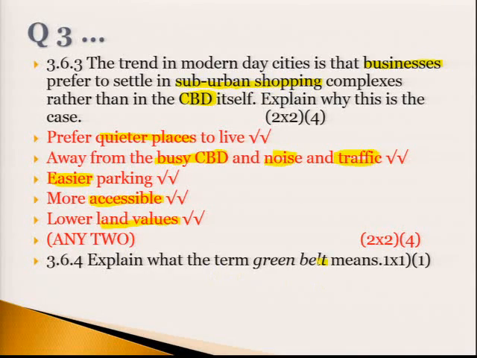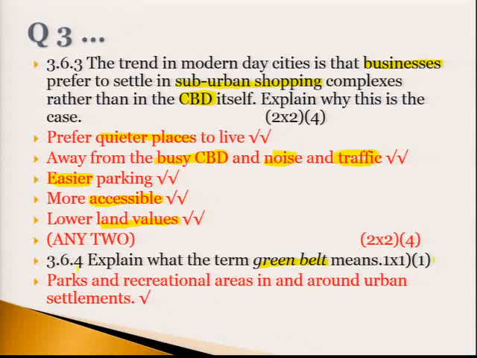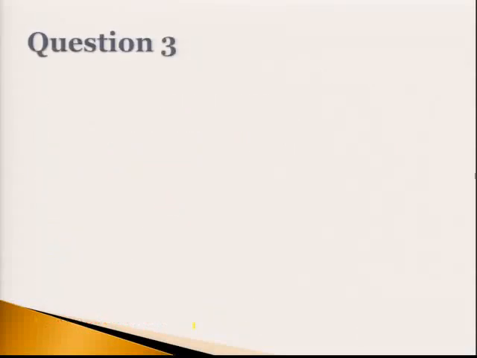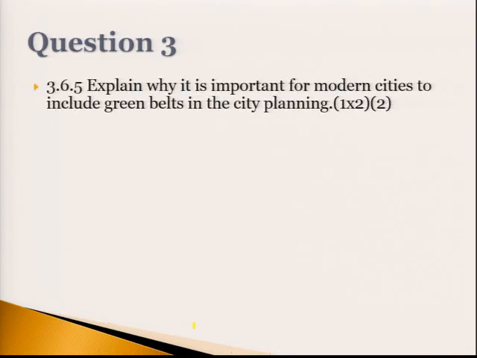Explain what the term green belt means. It's a 1 mark for that. We say a green belt means parks or recreational areas in and around urban settlements. Others could say it is an area of what? Of natural vegetation in the city. This is where you have, others could also say, this is an area where you have your trees, not mentioning trees and grass and everything. Let's be very considerate to see that they are still referring to the green belt or your area covered with vegetation.